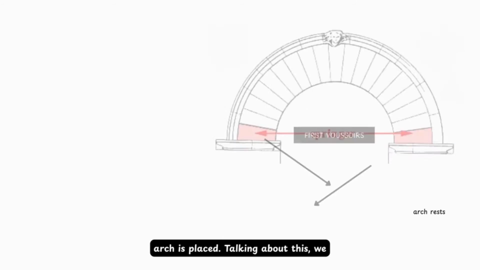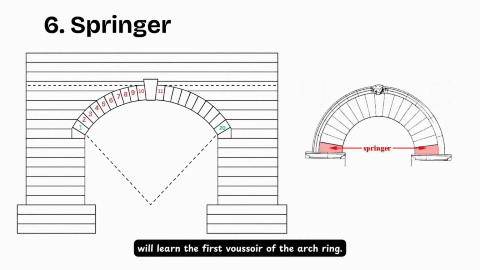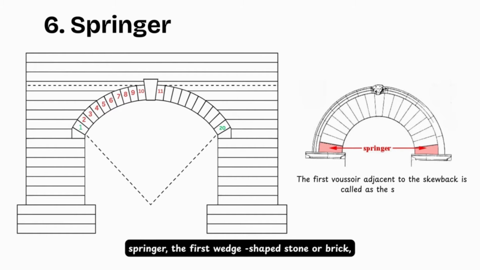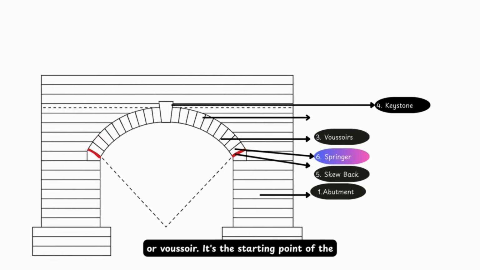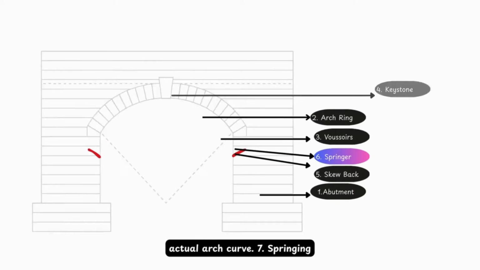Talking about this, we will learn the first voussoir of the arch ring. Here it is number 1, and number 6 is called the springer. Resting on the skewback is the springer, the first wedge-shaped stone or brick or voussoir. It's the starting point of the actual arch curve.